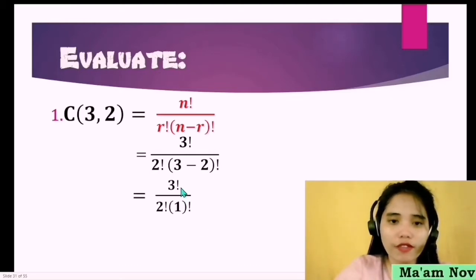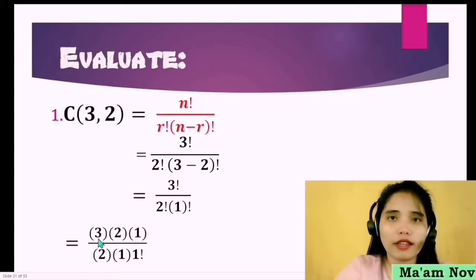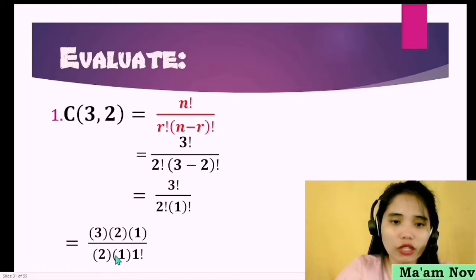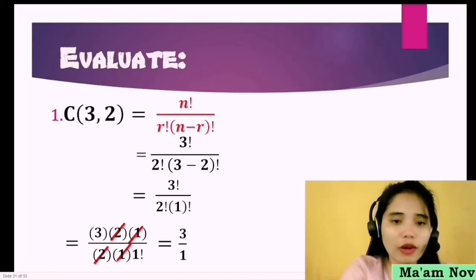So, we have 3 factorial over 2 factorial. 3 minus 2 is 1 factorial. So, we'll expand the factorial. So, we have 3 times 2 times 1, 2 times 1 times 1 factorial. Saan galing si 2 times 1? Dito kay 2 factorial. And we have 1 factorial here. So, cancel natin. Cancel si 2. Cancel yan si 2. Pati si 1. So, ang naiwan is 3 over 1.